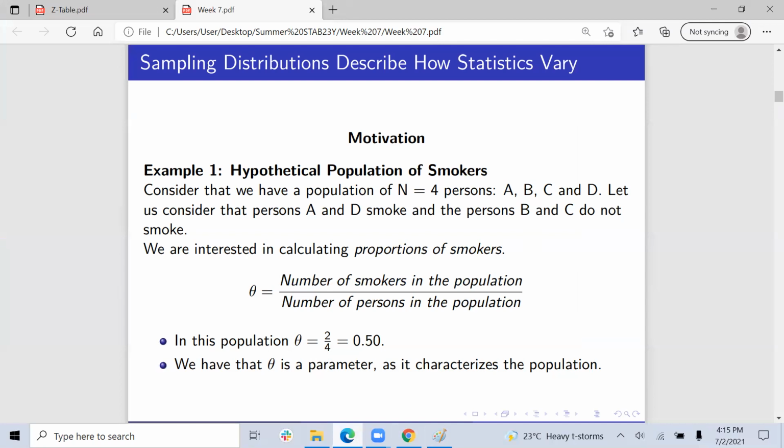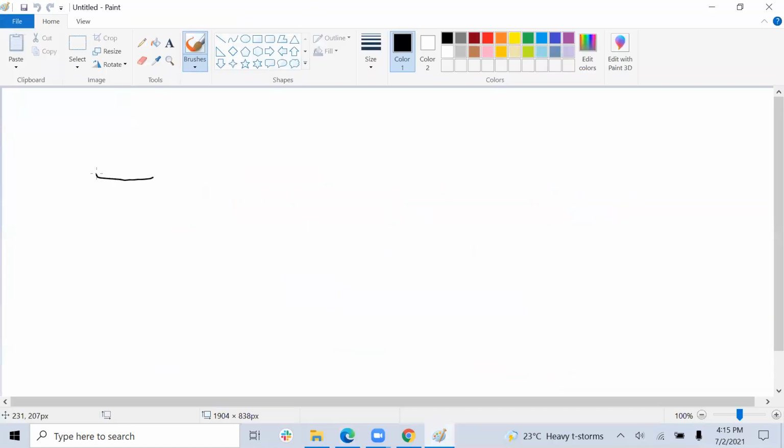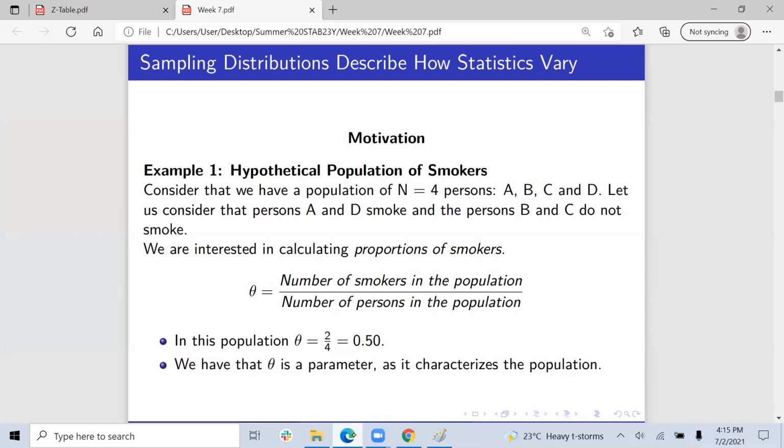So let's suppose we have a population of size 4, and let's call those people A, B, C, and D. Now, 2 of those people are actually smokers. I think in the example, I have persons A and D as smokers, and B and C do not. Now I want to calculate the proportion of smokers. If I ask you for the exact proportion, you're going to say, intuitively, there are 4 people in the population, and 2 of them are smokers. This means that theta is equal to a half, and you'd be correct.